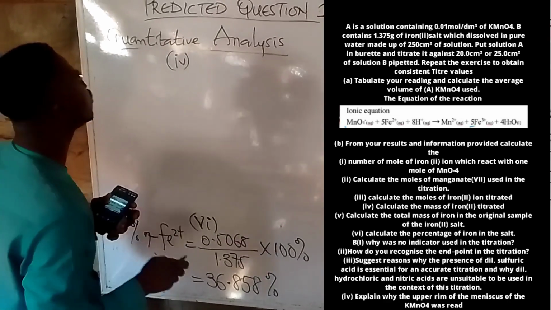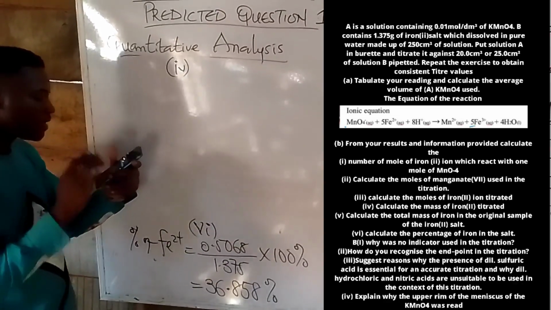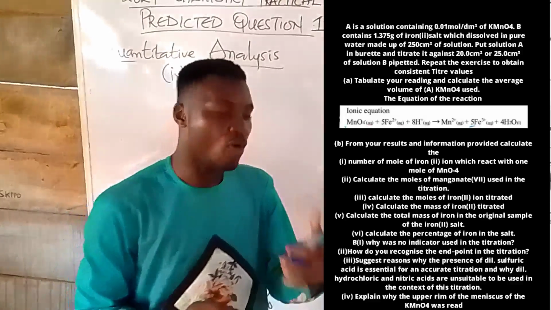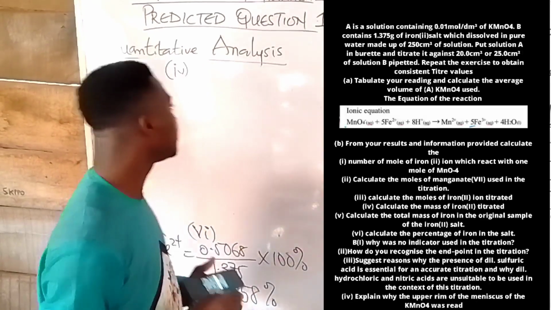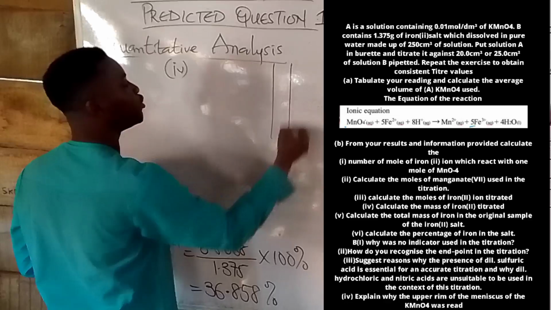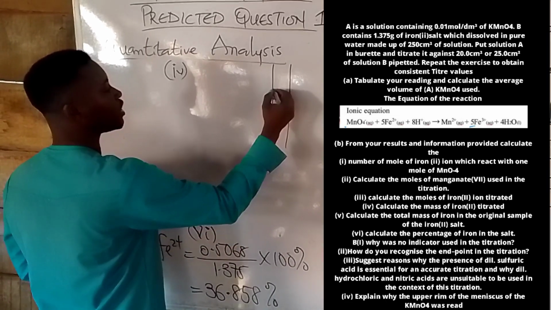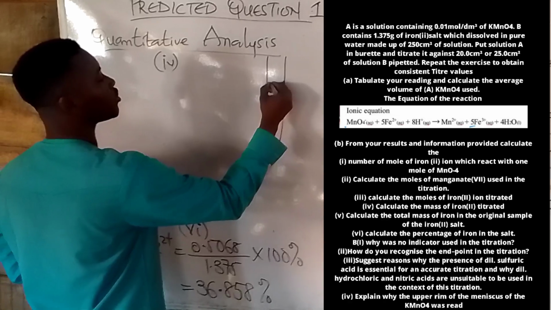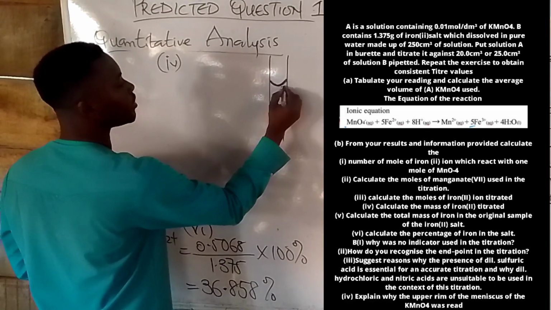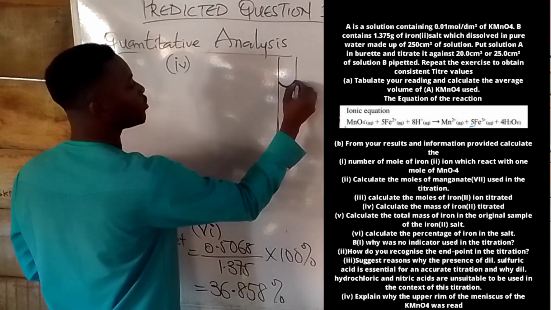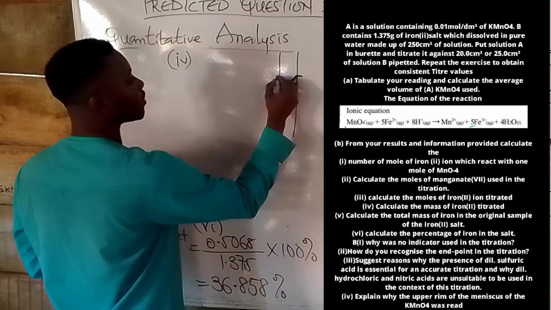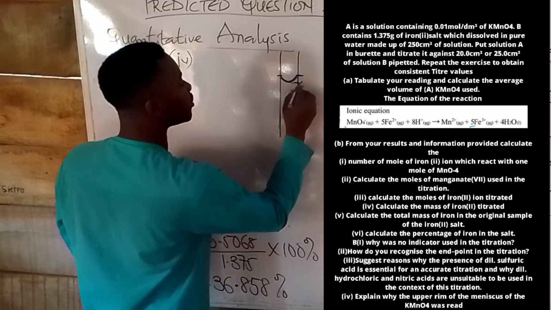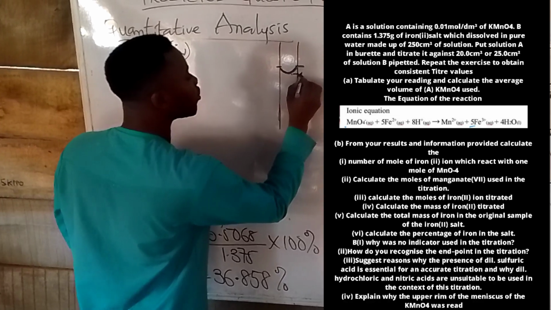Alright. To answer this question, the question says, explain why the upper rim of the meniscus of KMnO4 was read. Now remember, in that burette, normally we are supposed to measure this place, but we are using this part. Now, why is it that we are using this part and not this place?